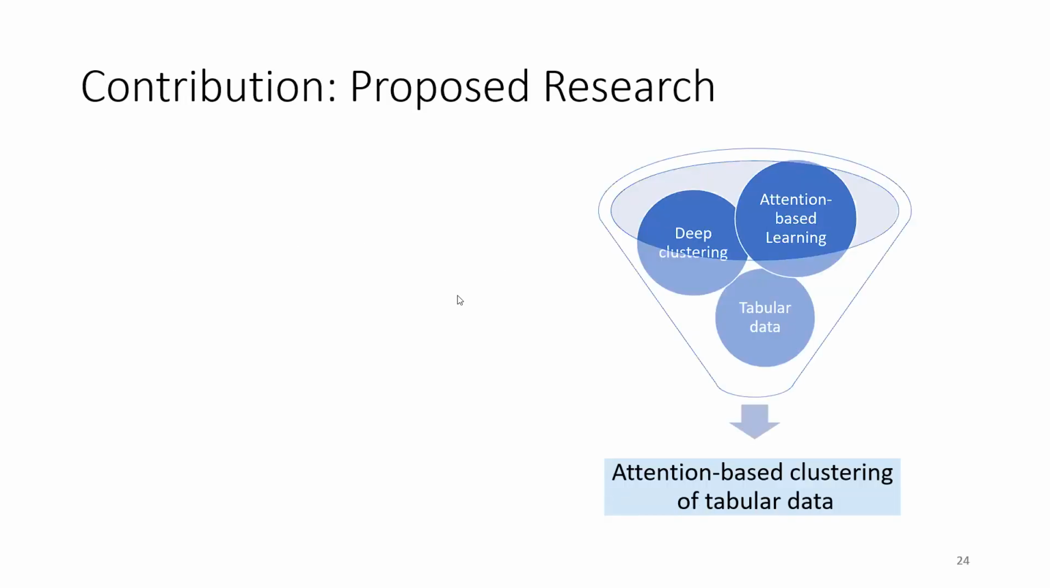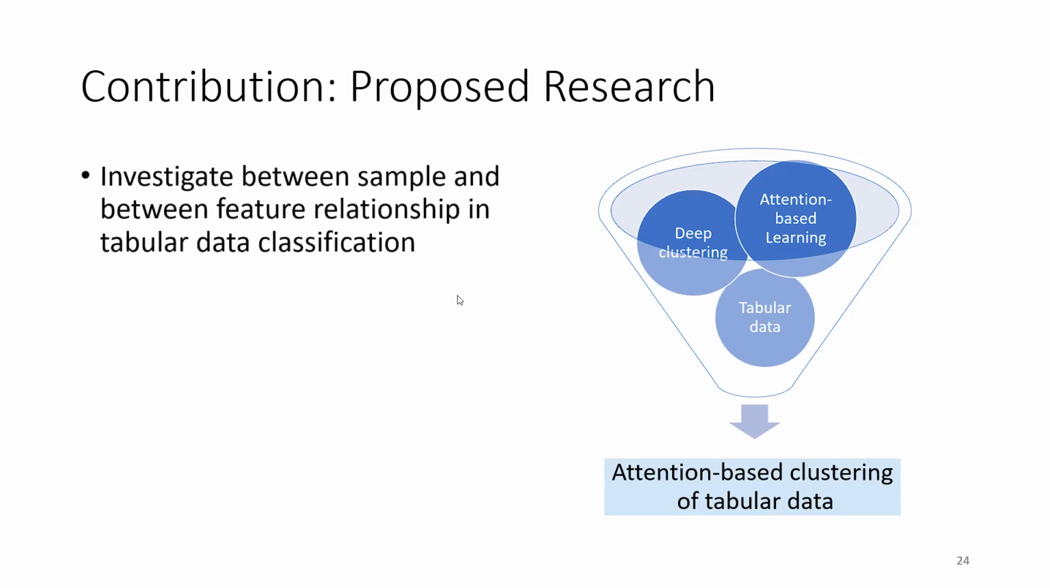So in this thesis, we carry out two research objectives to address the problem statement. First, we investigate the between sample and between feature relationships thoroughly for tabular data classification. And second, we take the strengths of attention-based learning for deep clustering. That is, we propose an attention-based clustering of tabular data.